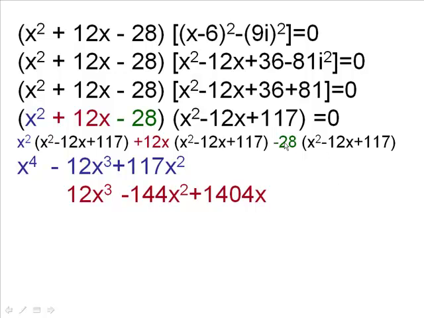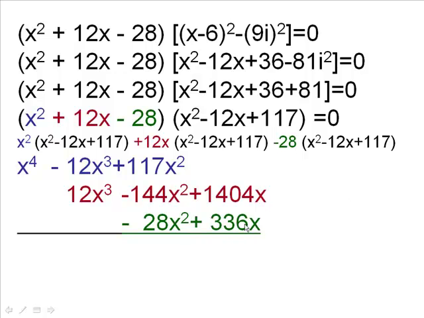Let's move on to the green one here. Negative 28x squared will line up with this one. By the way, I'm lining up the like terms here. All the x squares get lined up. So here's your green negative 28x squared. You got a green 28 times 12, 336x. And it's going to be positive because negative times negative is positive. And 28 times 117 is this big number.